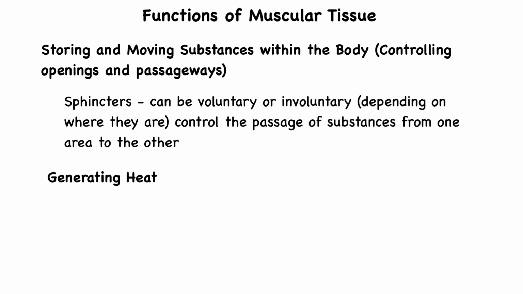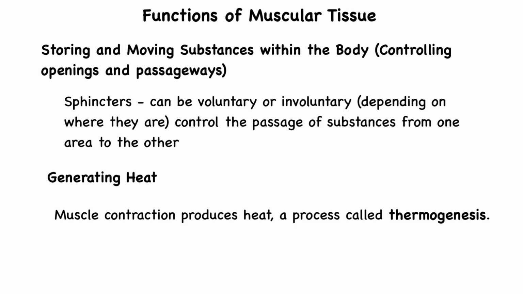Muscular tissue also allows us to generate heat. When muscles contract, they generate heat through a process called thermogenesis. When we are cold and the muscles shiver, this can create as much as 85% of our body heat. This allows for heat to be created in order to warm us up, acting as a negative feedback system and maintaining body temperature. Let's move on to the properties of muscle.